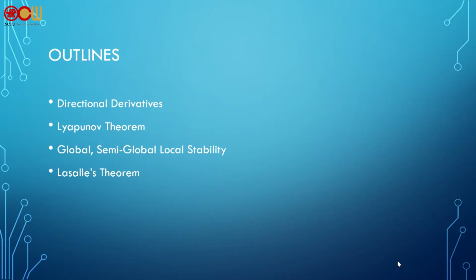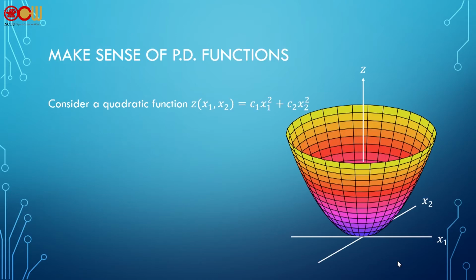Today online, I will introduce directional derivatives, which were not taught last year, but I think they are interesting and essential for Lyapunov theories. So it's kind of complementary material. Then we'll discuss what global, semi-global, and local stabilities are, and LaSalle theory, which is similar to the invariant set theory. So we have covered this.